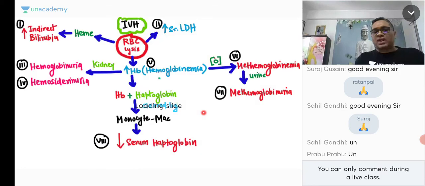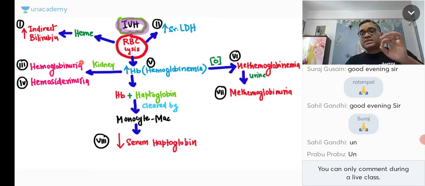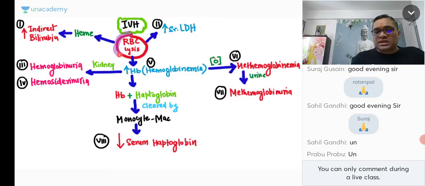Now we will focus on the findings we are going to see in intravascular hemolysis. See this. Within the blood vessel, what is going to happen? First of all, we will see RBC lysis. If RBC is lysed, what will be released? Just now I told you, heme will be released, and heme will be converted into unconjugated or indirect bilirubin. So this is the number one finding. Can you see? This is the number one finding.